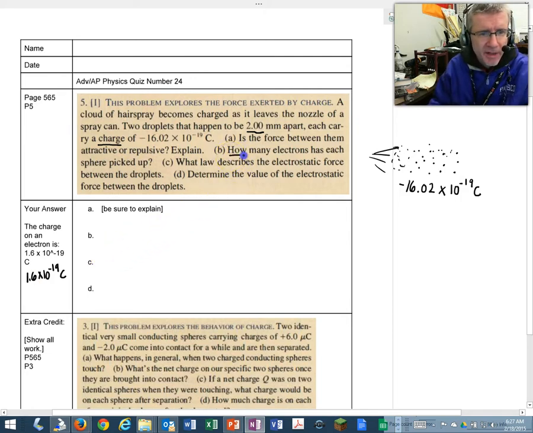How many electrons has each sphere picked up? So if the charge on an electron is 1/10 of this, then it must have picked up 10 of them. So we'll say 10 electrons.